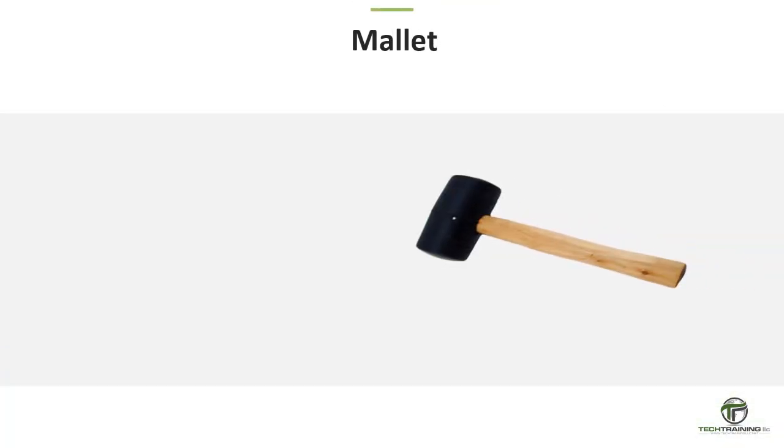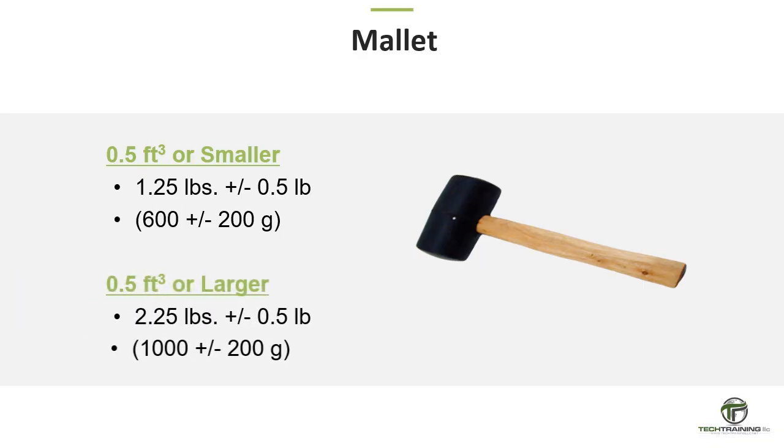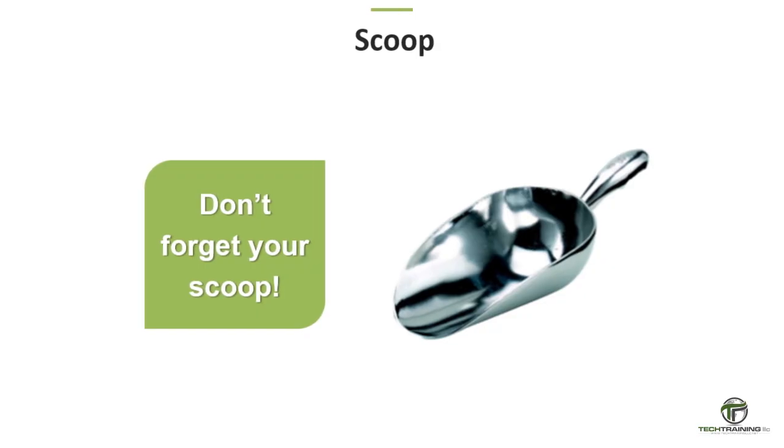A mallet is also necessary. The mallet, with a rubber or rawhide head, shall have a mass of 1.25 pounds, plus or minus 1/2 pound, or 600 grams, plus or minus 200 grams, for use with measures of 0.5 cubic feet, or 14 liters or smaller, and a mallet having a mass of 2.25 pounds, plus or minus 1/2 pound, or 1,000 grams, plus or minus 200 grams, for use with measures larger than 0.5 cubic feet, or 14 liters. And of course, we'll need a scoop.